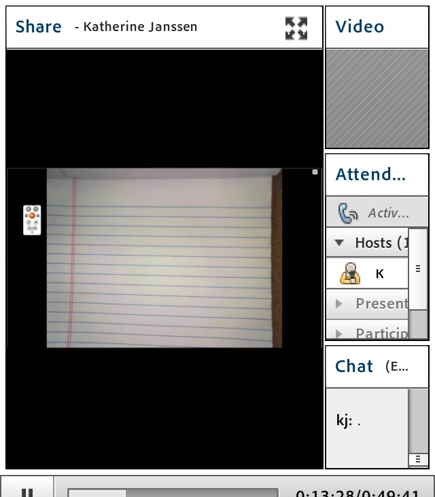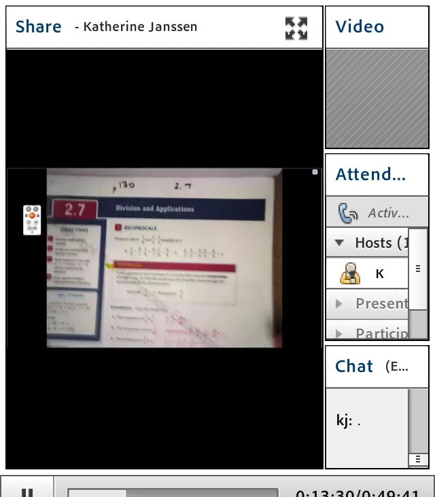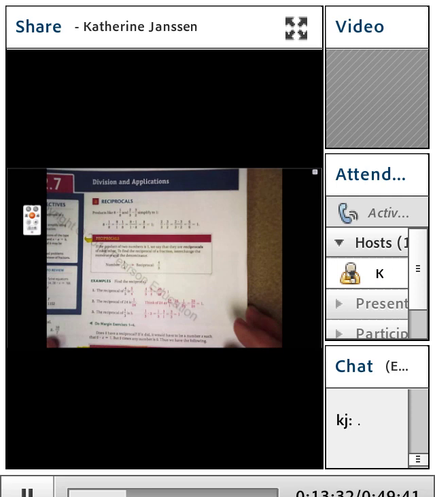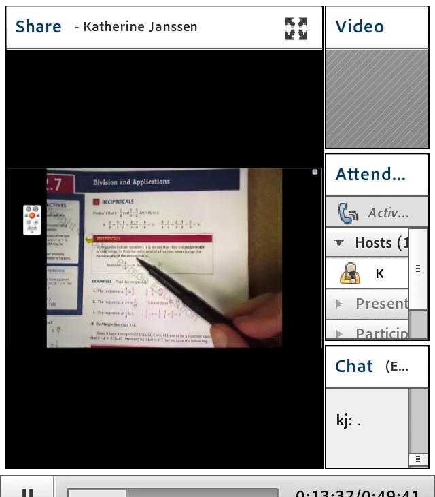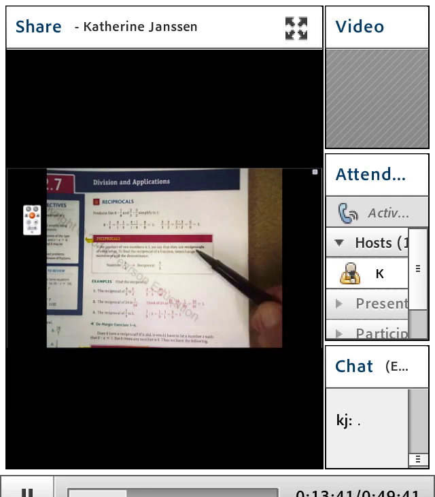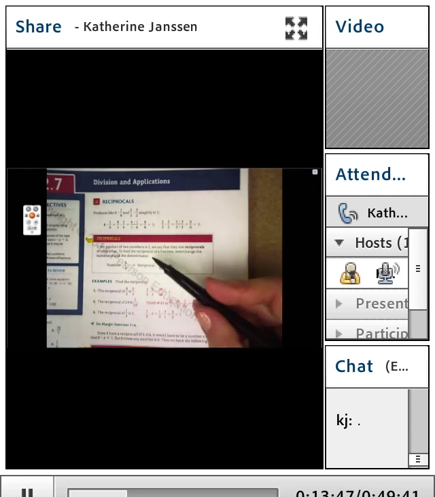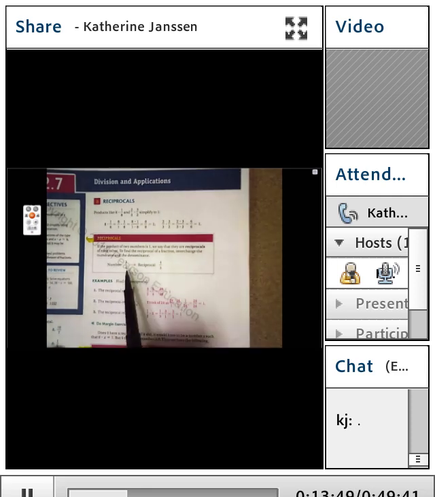Section 2.7. We're introducing a new term, reciprocals. The product of two numbers is 1. And if the product of those two numbers is 1, we say they are reciprocals of each other. To find the reciprocal of a fraction, interchange the numerator and the denominator. So if my number is 3/4, its reciprocal is 4/3.